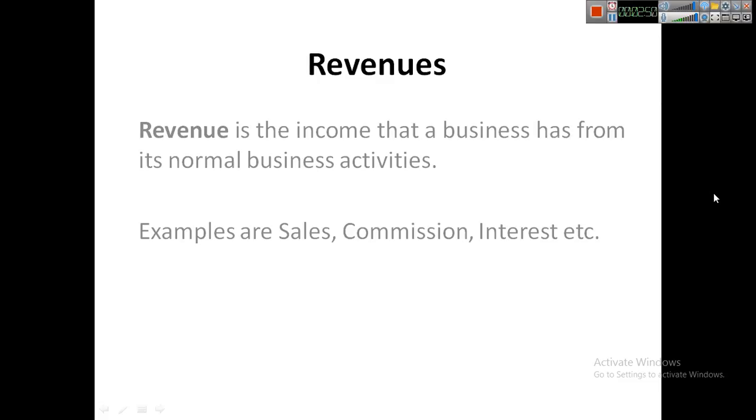The examples are sales, commission, or interest. It depends on the feature of the business. If you are going to sell something, then it must be sales. If your business is commission based, then you will get commission. And if you are disbursing loans to some other person, then you will get some interest. So the revenue streams are different according to the business.